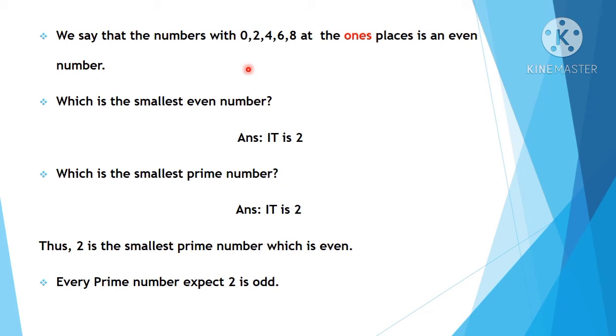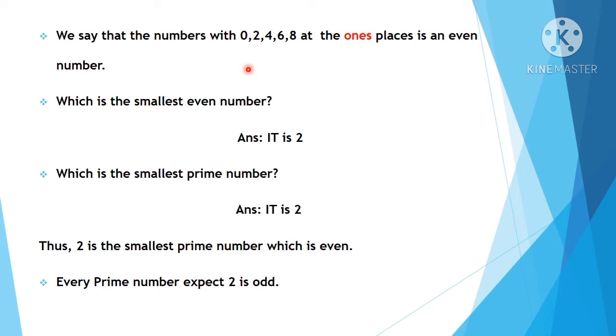For example, 427, whether it is an even number or odd number: 4, 2, 7. So 7 is in the ones place, 2 is in the tens place, and 4 is in the hundreds place. So it ends in 7, right? The ones place, what is the number? 7. Whether it is an even number? No. The number which ends in 0, 2, 4, 6, 8.